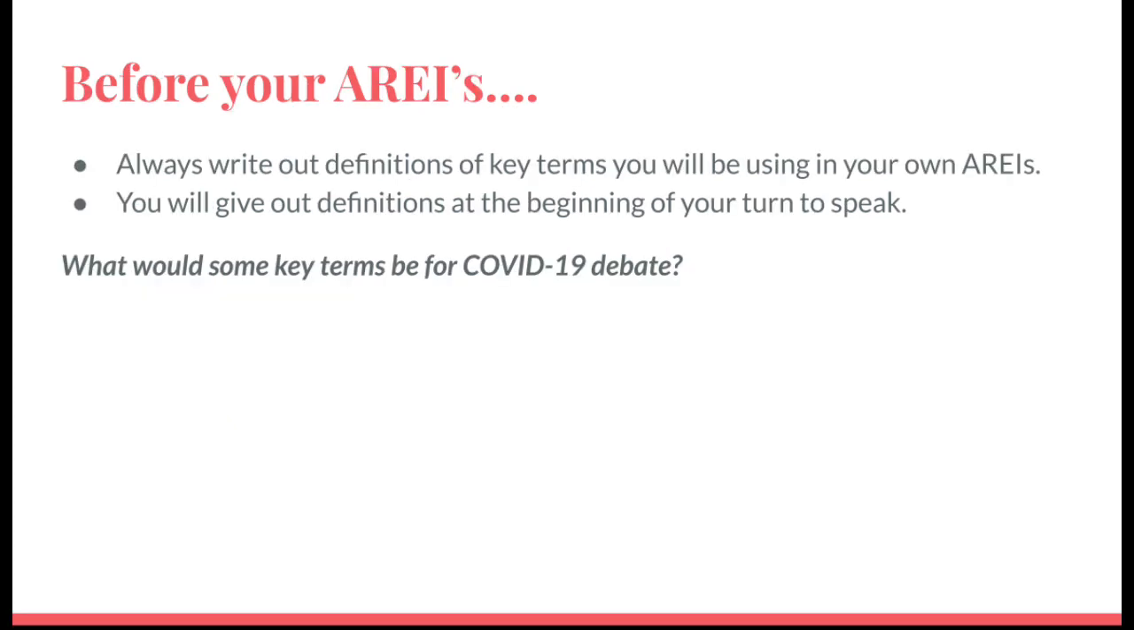Next, let's talk about definitions. Definitions are basically the key terms that you will be using in your AREIs. It is something that you should always lay out at the very beginning of a debate. This means that you should define your keywords before you move on to your AREIs. It should be the first thing you say after, "Hi, my name is."